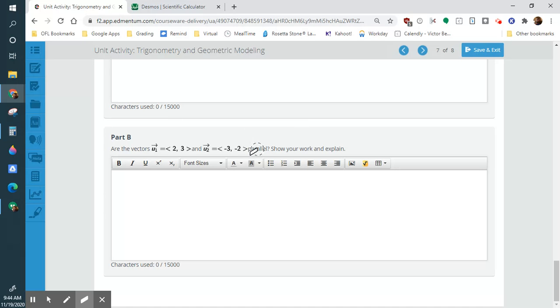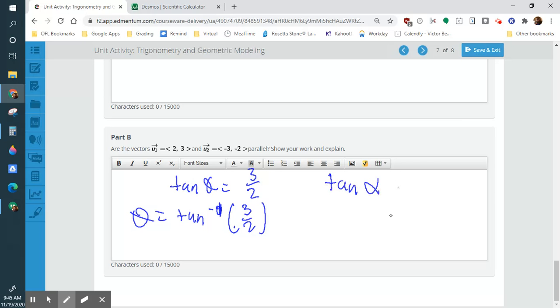All right, so are these vectors parallel? Show your work and explain. Again, I don't think I really have to draw the picture here. So I'm going to say tangent theta equals 3 over 2, which means theta equals tangent inverse, that's the -1 symbol, of 3 over 2. That one's easy because it's obviously in quadrant 1. This one's in quadrant 3. So that one's a little different.